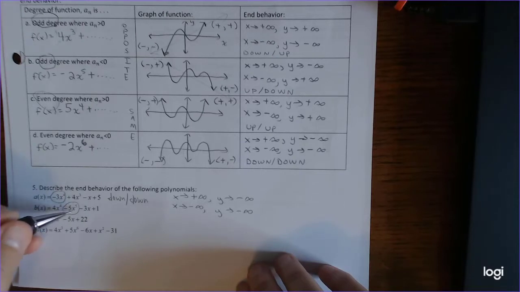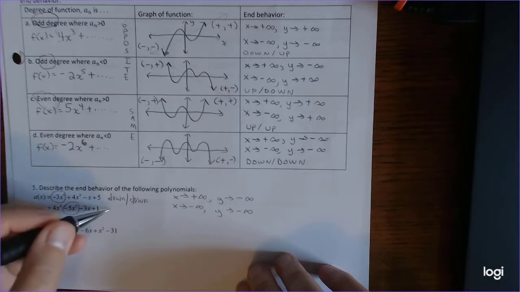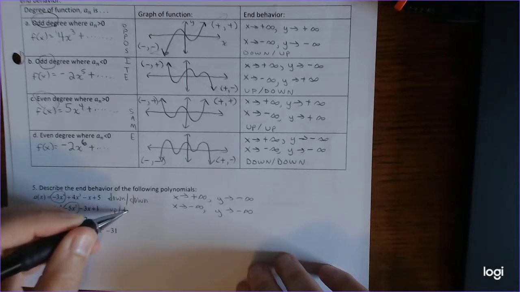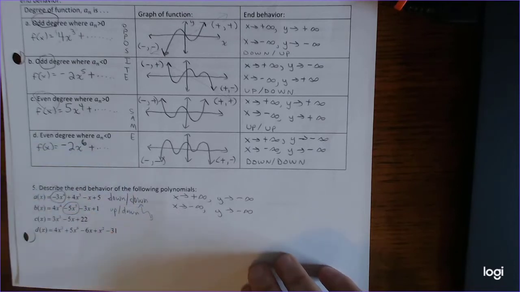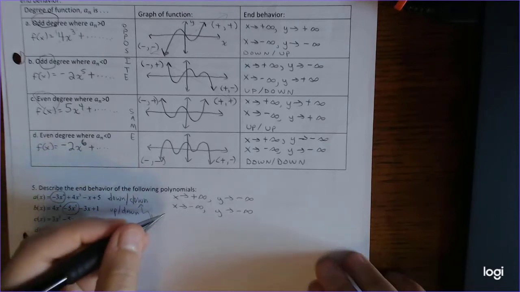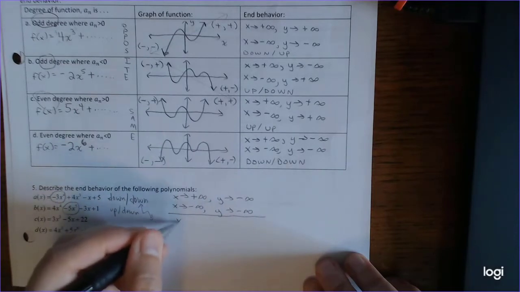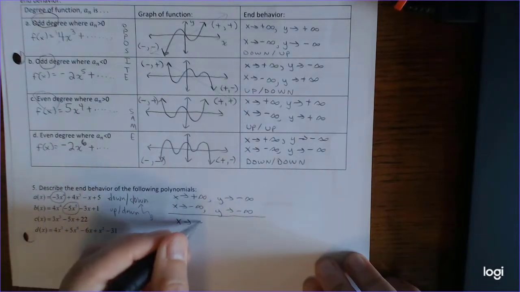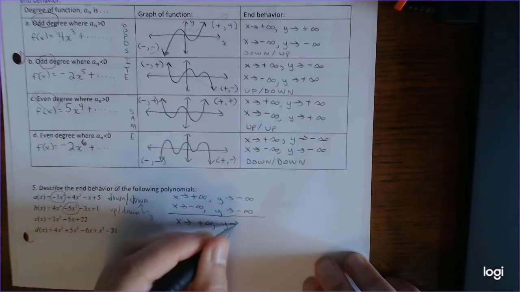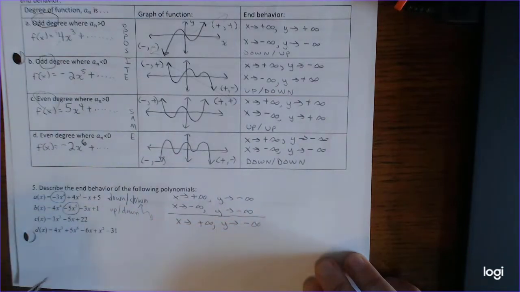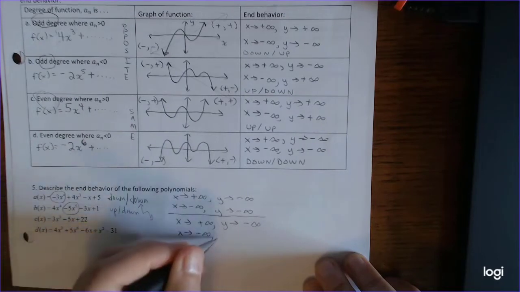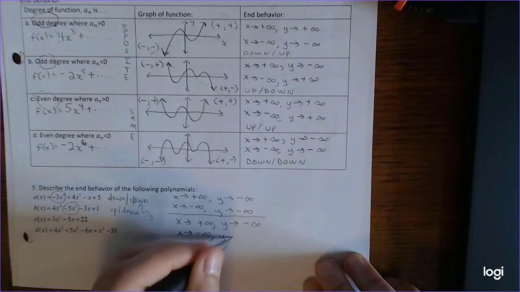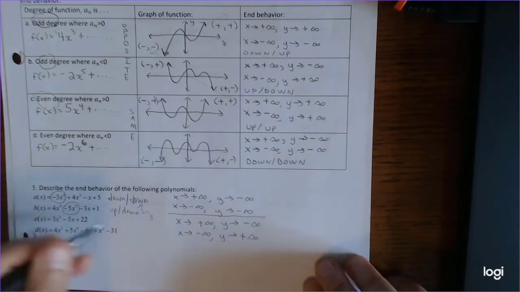It has an odd degree and it's a negative, so it's a decreasing function. It's going to look like this, up, down. And what that means is, as x goes to the right, positive infinity, y is going to go towards negative infinity, and as x goes to the left, y is going to go up. So sometimes it's helpful to draw the picture.